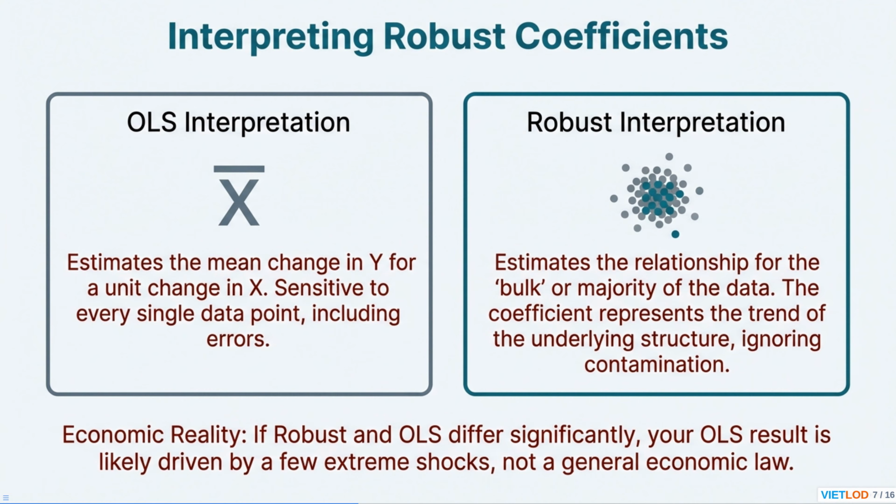This difference leads to a powerful diagnostic insight. If your OLS and robust estimates differ significantly, it's a strong signal that your OLS result is likely being driven by a few extreme events or shocks, rather than reflecting a general economic law or consistent pattern. This comparison helps us understand the true stability of our observed relationships.